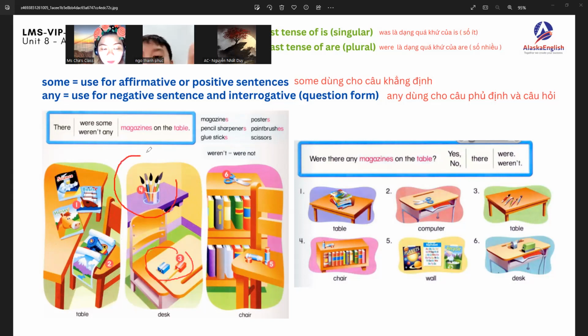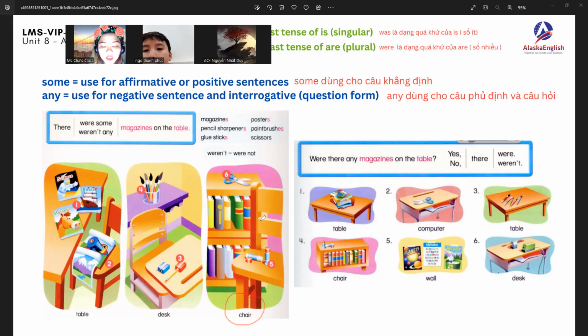How about numbers 3 and 4? The object that we're highlighting is the desk. Please make a sentence. There were some pencil sharpeners on the desk. All right, how about this? There weren't any paintbrushes on the desk.